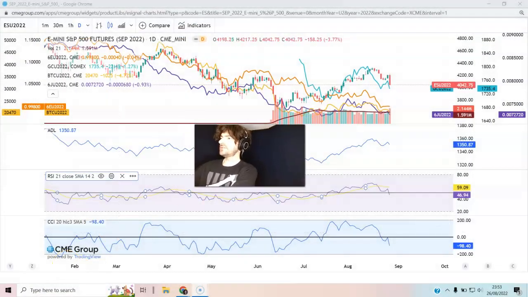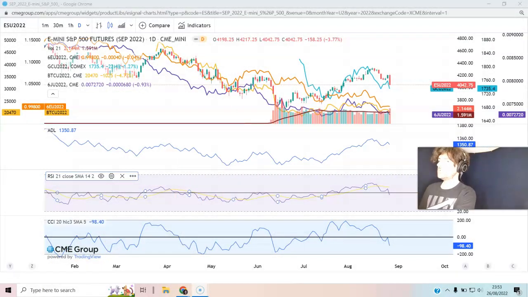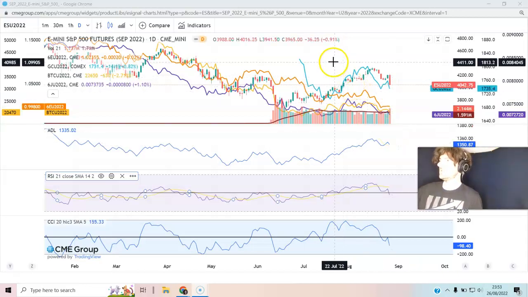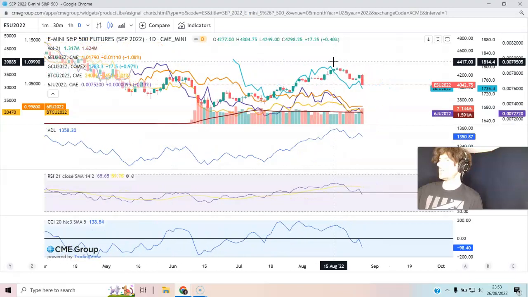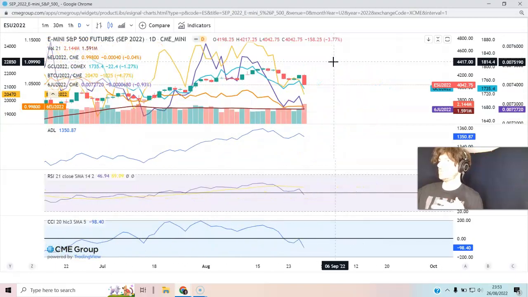So first of all, we're going to start with the S&P futures. And the S&P futures E-minis September contracts, there's quite a lot there to unpack, so I've actually loaded the chart with indicators and things because there is a fair bit to look at. So let's unpack what we see here.